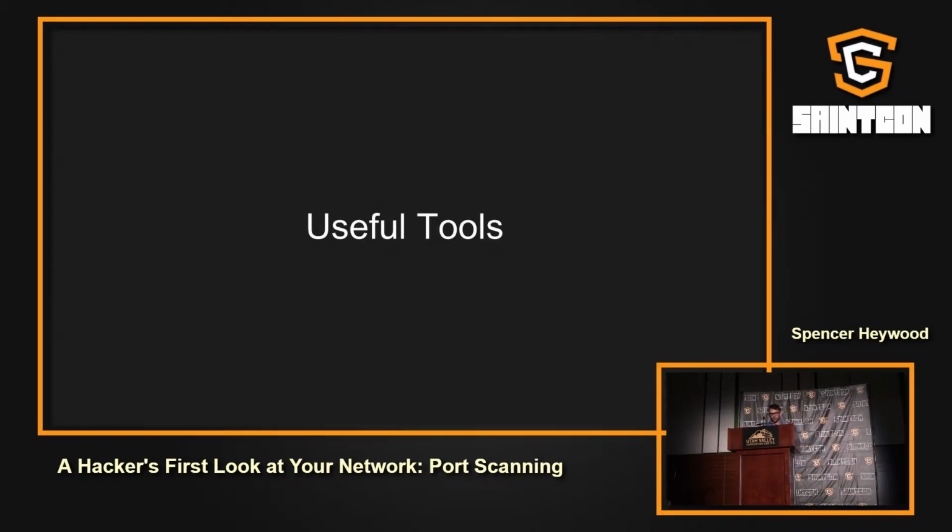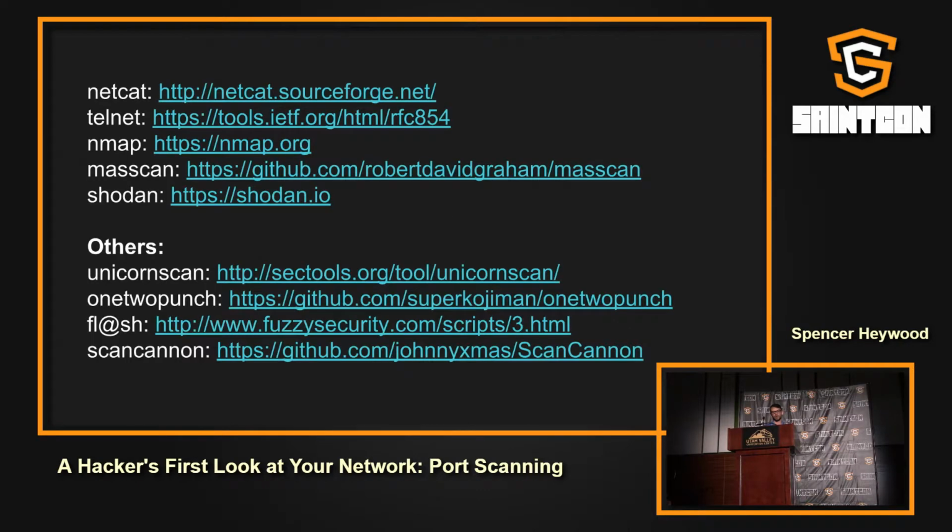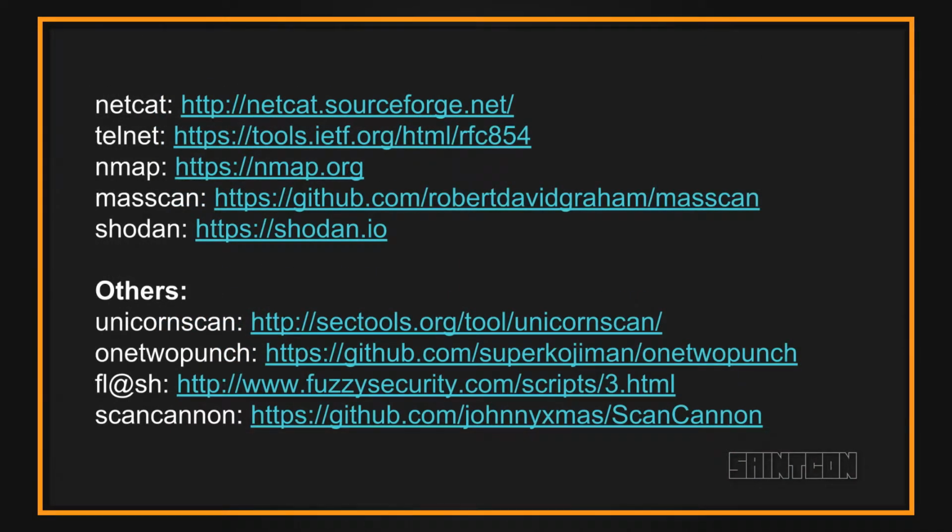These are really incredible tools that security professionals use everywhere. Just going over some of them, the ones I'm going to go over today are Netcat, Telnet, Nmap, Masscan, and Shodan. Some others that a coworker recommended that I look at are Unicornscan, 1-2-3 Punch, Flash Scan, and Scan Cannon. They're all really awesome. I would recommend you check them out because they're really sweet tools for automating a lot of this scanning and also exploiting the results that are found. I would definitely check those other ones out, although I'm going to be hitting more of the basics.